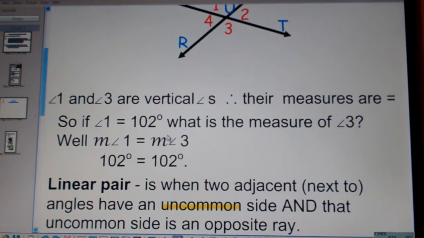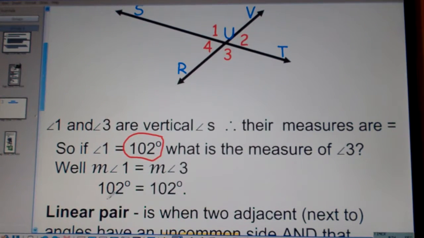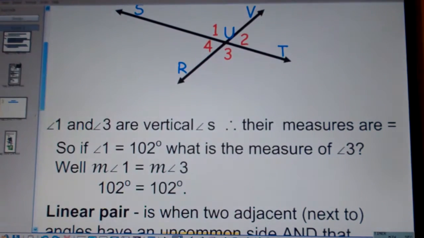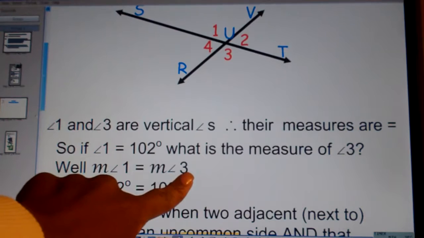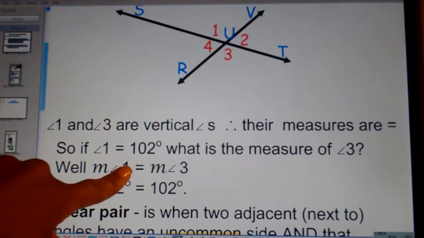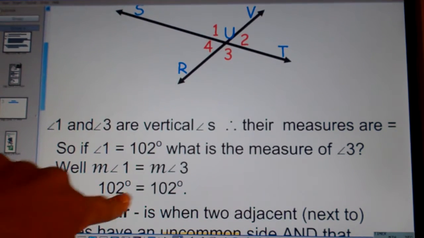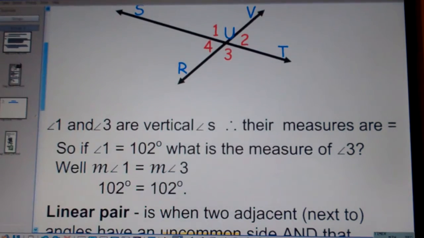So, if the measure of angle 1 is equal to 102 degrees, what is the measure of angle 3? Because they're vertical angles, that means that angle 3 will also equal 102 degrees. Okay, so the measure of angle 1 is equal to the measure of angle 3. Lowercase cursive m means the measure. I want you to put the number in. So the measure of angle 1, which we substitute for 102 degrees, is equal to, because it says it's equal here, the measure of angle 3, 102 degrees as well.